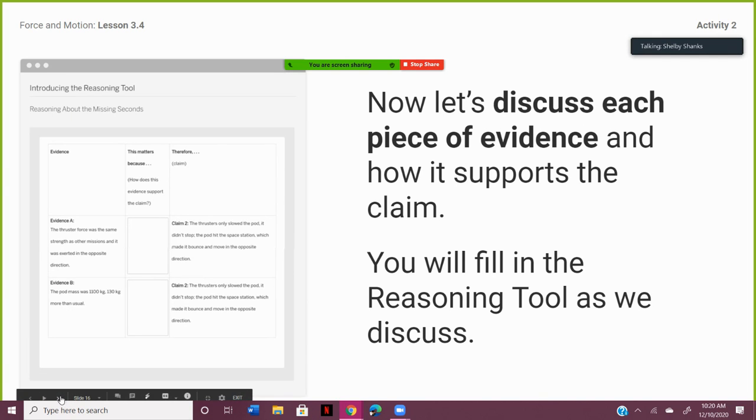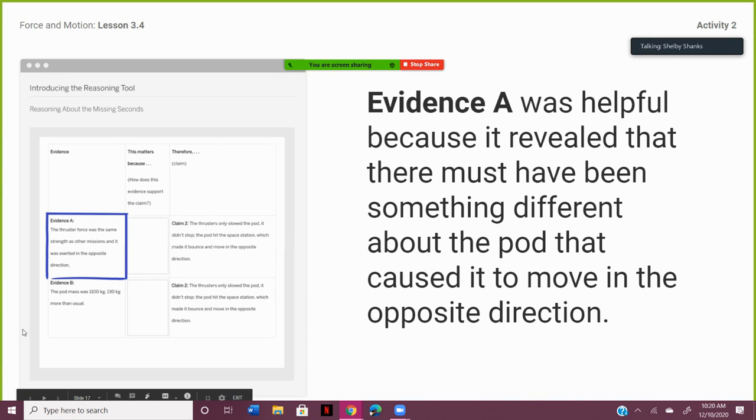All right, so let's discuss these two pieces of evidence real quick, and you guys can fill this reasoning tool out. Evidence A says the thruster force was the same strength as other missions, and it was exerted in the opposite direction. So evidence A was helpful because it revealed that there must have been something different about the pod that caused it to move in the opposite direction. In that middle column, you're going to explain why evidence A matters and how that supports claim 2.